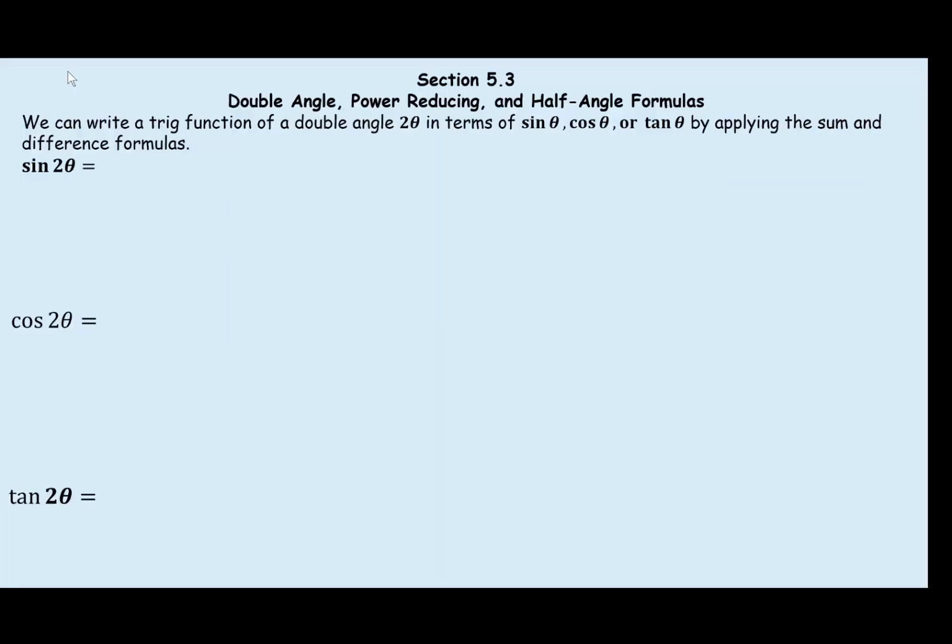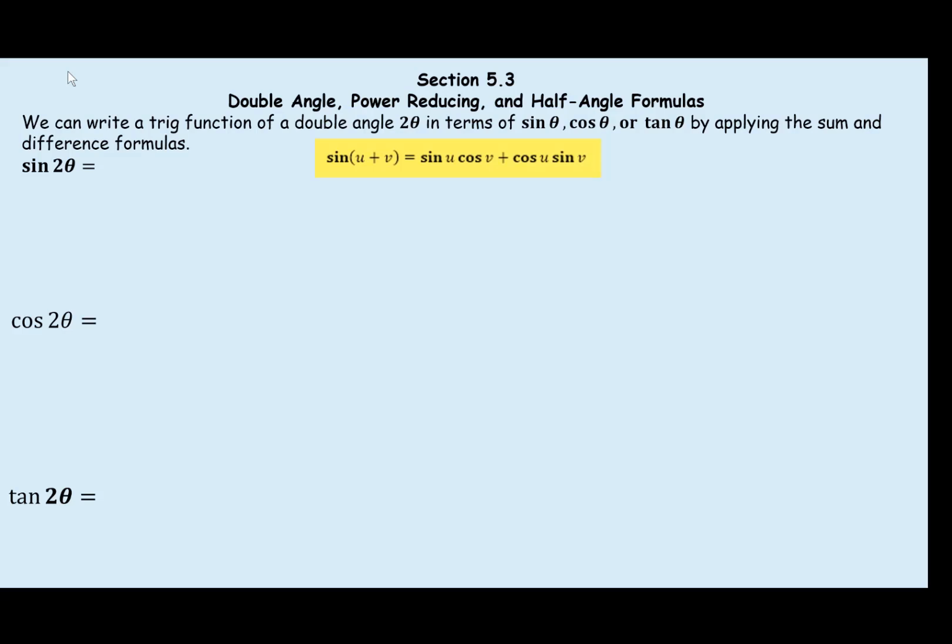Okay, section 5.3, we're going to have the double angle, power reducing, and half angle formulas. All right, so I'm just going to go through these super quick. I'm not going to spend a lot of time on derivations. I'll explain where some of them come from, and I won't explain where others come from. The double angle formulas for sine 2 theta, cosine 2 theta, tangent 2 theta, these just come from using the sum formulas for sine, cosine, and tangent.